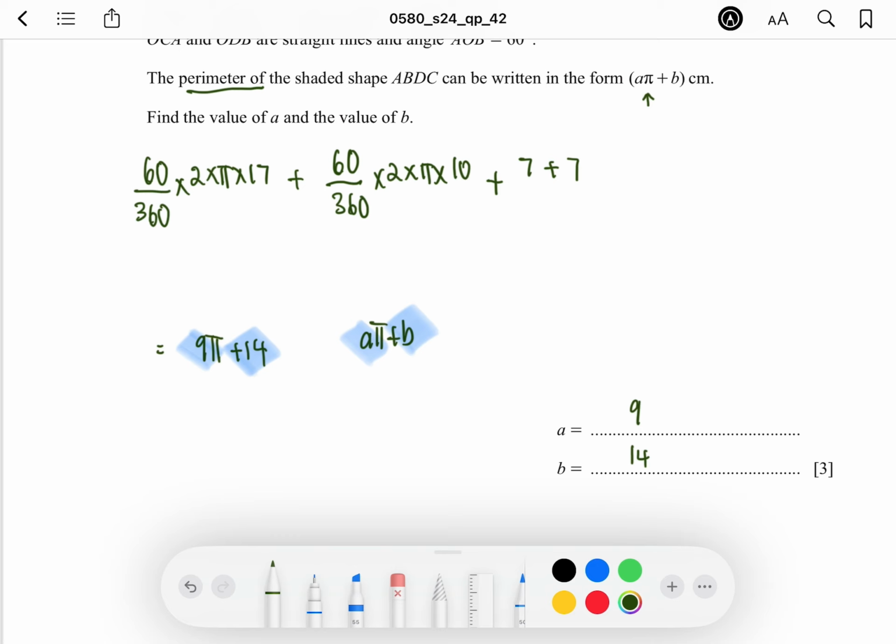You get 2 fractions. Add those 2 fractions and you get 9. So you have 60 over 360 times 2 times 17 plus 60 over 360 times 2 times 10. You don't need to enter pi. So the pi simplifies to 9 pi. 7 plus 7, that's 14.